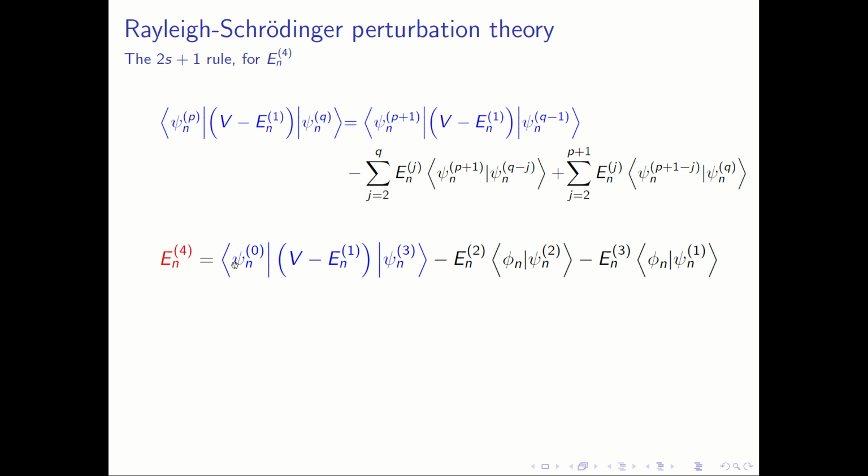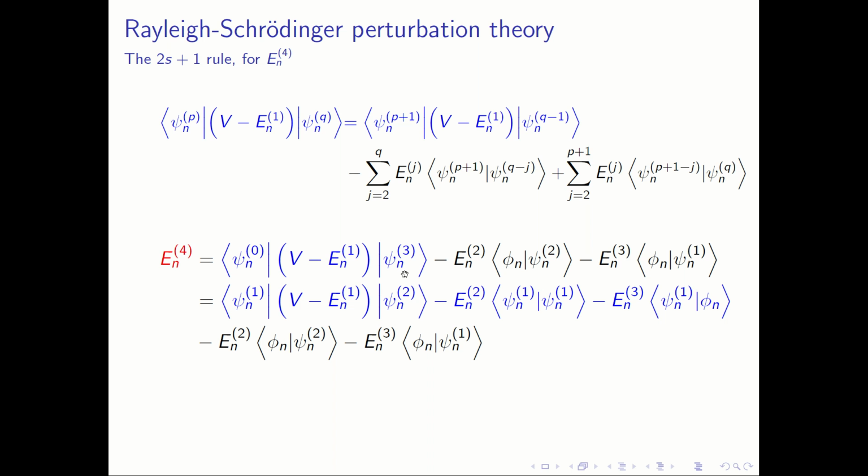For En4, the basic Rayleigh-Schrodinger perturbation theory formula will give you psi n0, psi n3 matrix element of V minus En1. Of course, psi n0 is nothing but phi n, minus these are the two additional terms, which are already there in the original Rayleigh-Schrodinger perturbation theory. And then we use our trick of raising P, lowering Q, and this actually gives us two additional terms, coming from the fact that this is a sum now from j equals 2 to q, which is 3. So j equals 2 and j equals 3, two terms come here. This sum is still from j equals 2 to 1, which means there's no positive term. So minus En2 minus En3.